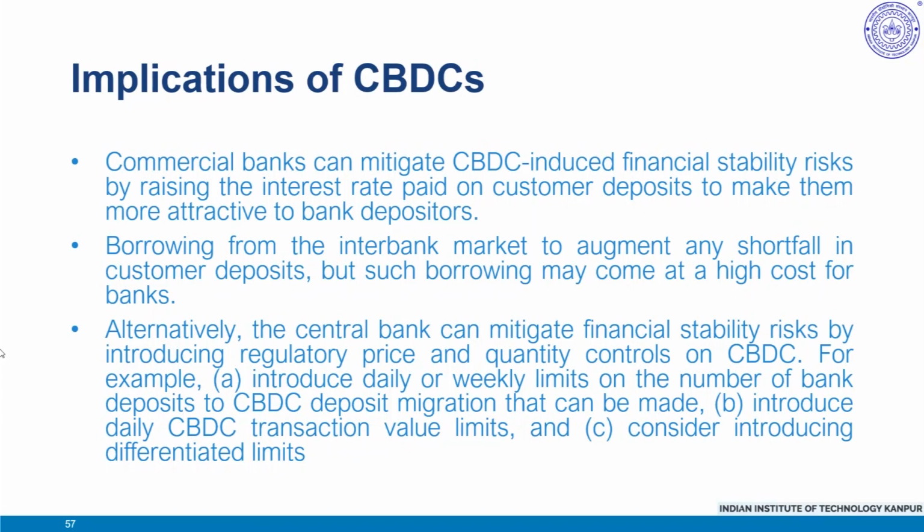Now that we have discussed the risk of introduction of CBDCs on monetary policy and financial stability, let us discuss the risk mitigation aspect. Both commercial and central banks can take certain steps to mitigate CBDC-introduced financial stability risk and monetary risk. For example, commercial banks can mitigate CBDC-induced financial stability risk by raising the interest rate paid on customer deposits to make them more attractive to bank depositors, thereby retaining customer deposits, retaining deposit funding, reducing liquidity and credit risk, decreasing bank fragility, and reducing financial stability risk.